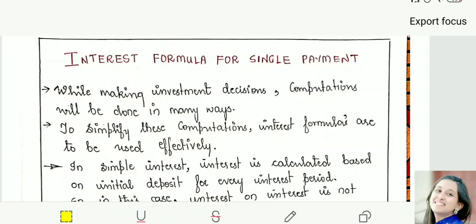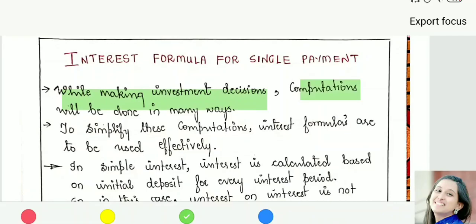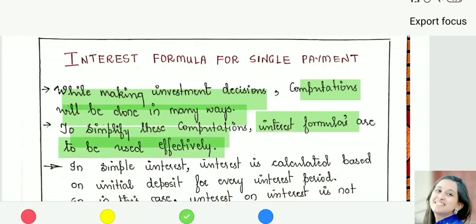When it comes to money, you have to forethink well, because I always say that 1 rupee saved will be equal to 2 rupees earned. So you have to make the decisions properly. Thus, while making these investment decisions, the calculations will be done in many ways. We know that. Thus, to simplify these calculations, interest formulas are to be used very effectively.